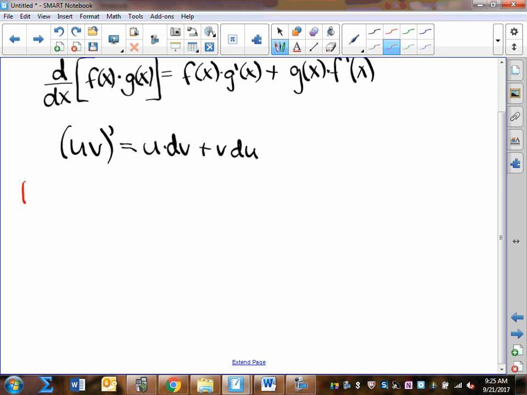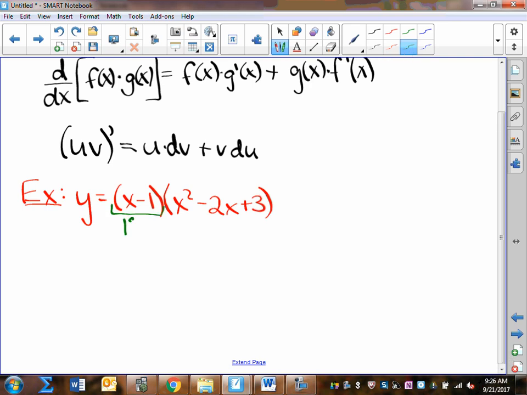Alright, so let's say that our function is y equals x minus 1 times x squared minus 2x plus 3. See how it's two different functions multiplied together. This is my first function, x minus 1, that quantity times my second function here.